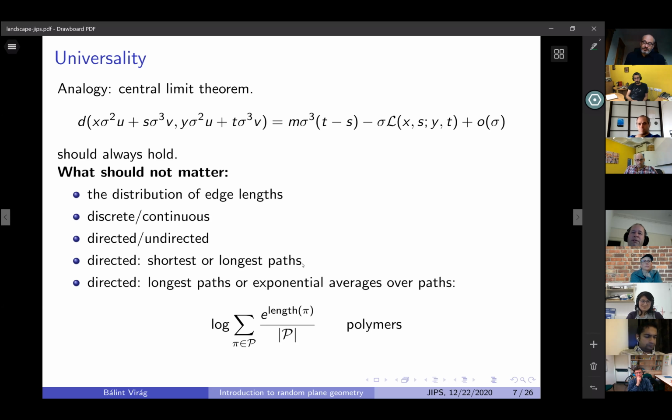And finally, one thing that also shouldn't matter is whether you look at the absolute longest path or you look over some kind of exponential average of paths, right? So you exponentiate the length and you sum over all paths, and then you get this average. This is what you call polymer models, and you expect the same kind of behavior of polymer models in the scaling. Okay, so this is the kind of universality that we expect.